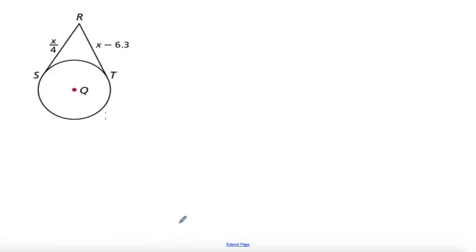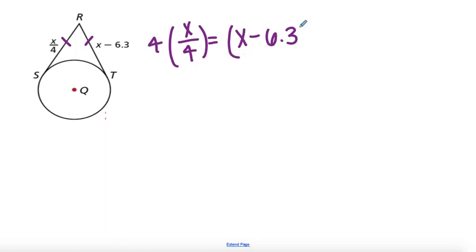Okay, and then for this last one, same process. These are both congruent to each other since they're both tangent to circle Q. So I have x over 4 is equal to x minus 6.3. Now this one's a little bit different. I have this fraction with my x. I don't like working with fractions, so in order to get rid of it, I'm just going to multiply both sides by that 4 in the denominator.